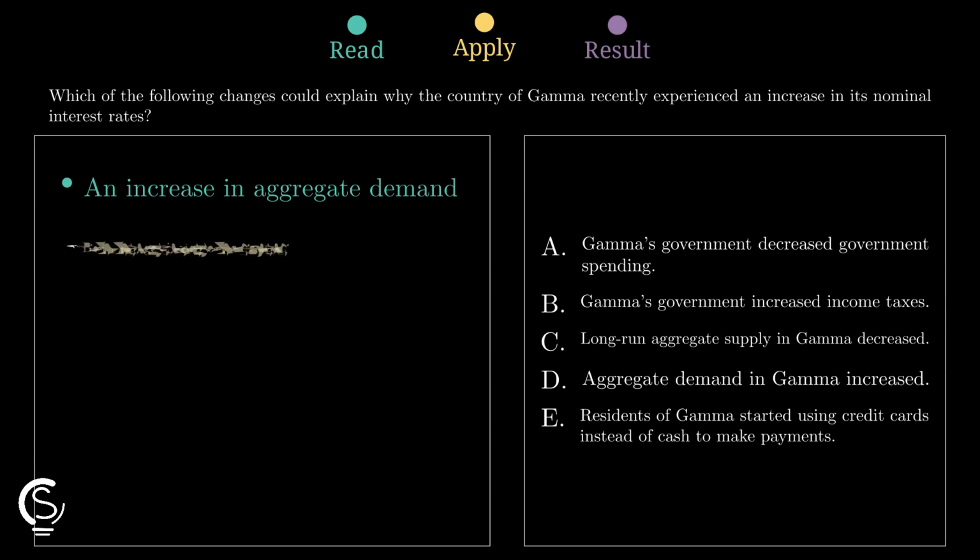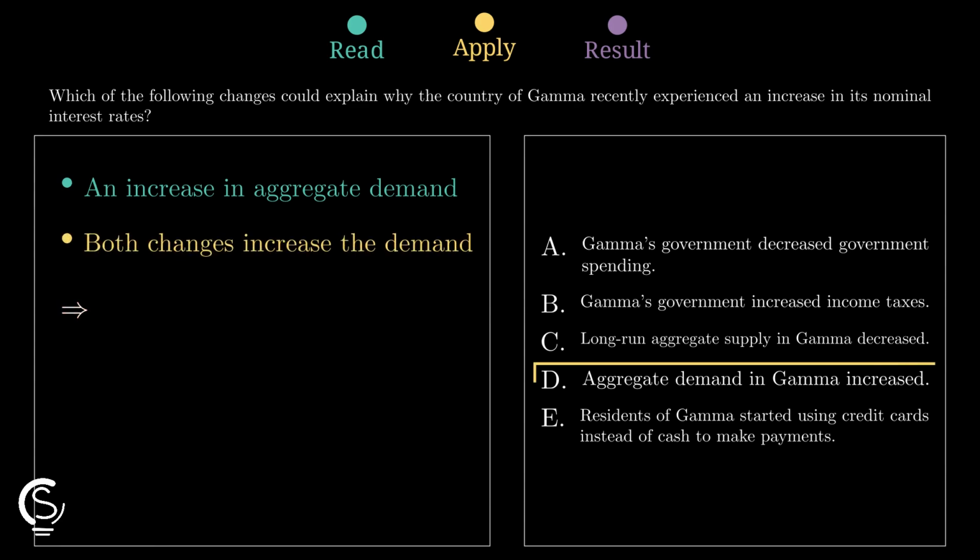Option D matches this logical chain. Increased spending leads to higher rates, making D the winner. You nailed this.